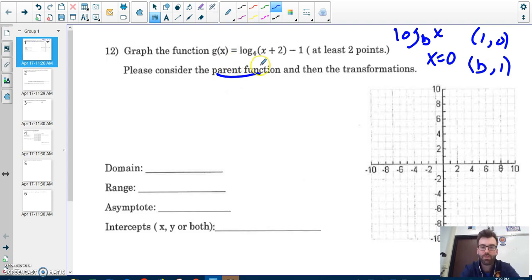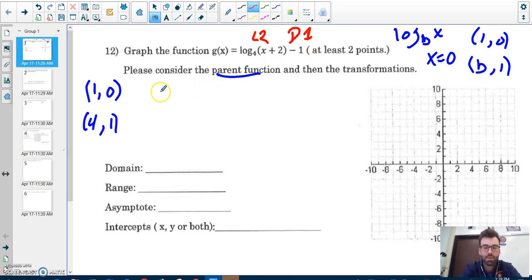So to graph this function, my base is 4, so the parent function would have (1, 0) and (4, 1). Now what does this 2 do? If it's inside, we do the opposite, so I go left 2. If I take (1, 0) and move it to the left 2, that becomes (-1, 0). If I take 4 and move it to the left 2, I get 2.